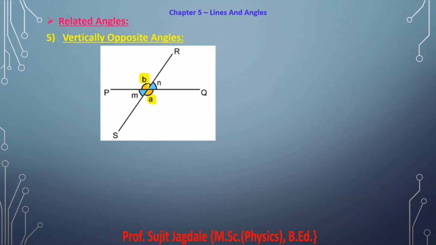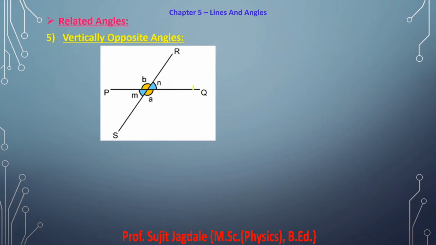How to decide opposite side? You can see the position of those angles. Angle A is present downside and angle B is present upside. So downside, upside, opposite angles, so they are referred to as vertically opposite angles. The remaining 2 angles, angle M and angle N, are also vertically opposite angles because their positions are left and right, and left, right is opposite. So those are referred to as vertically opposite angles.